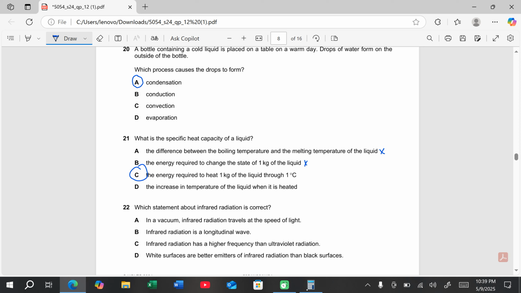The increase in temperature of the liquid when it is heated, that's again wrong, because specific heat capacity is the energy required to raise the temperature of 1 kg of a substance by 1 degree Celsius.